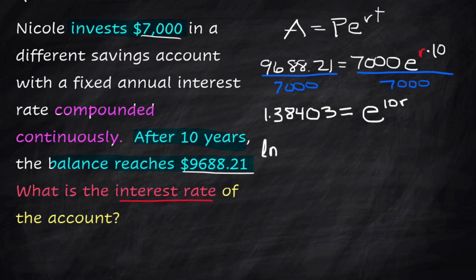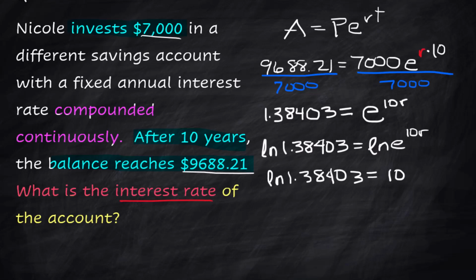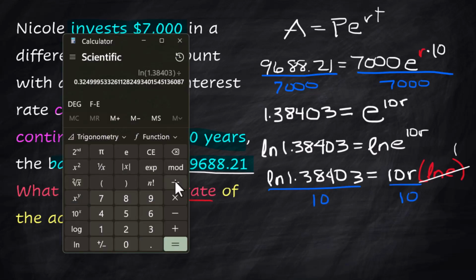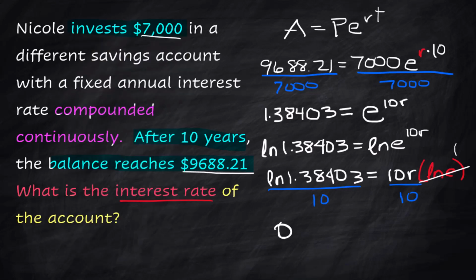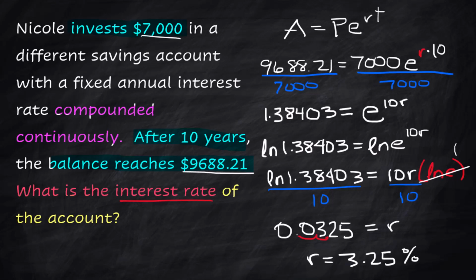Now, to get that variable out of the exponent, to get it to drop down, we need to use natural log on both sides. Natural log of 1.38403 equals 10r times the natural log of e, and yay, natural log of e equals 1, so we can ignore that. Divide both sides by 10. And we get r equals 0.0325, which is a rate. But if you want to know the percent, like what it's going to be advertised as, you need to move the decimal place 2 places, and the rate is 3.25%.